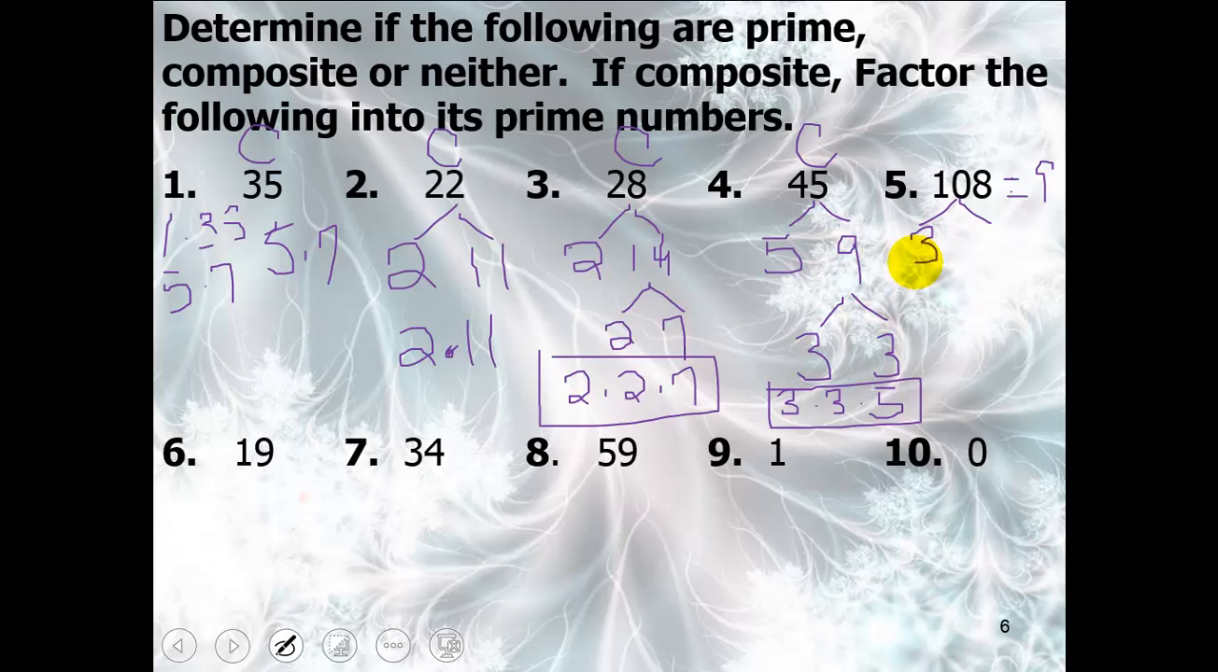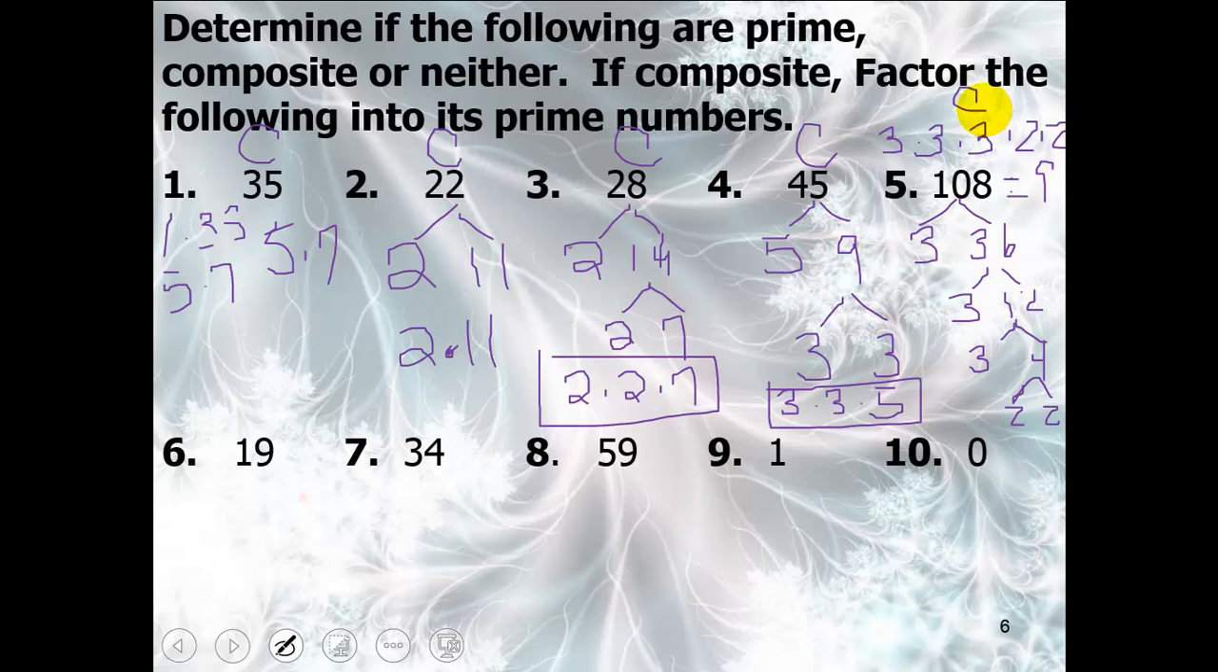If I divide that by 3, 108 divided by 3 is 36. 36 is divisible by 3, and I get 12. And 12 is divisible by 3, and I get 4. And 4 is not divisible by 3, so I get 2 and 2. So I'm going to have to sneak this up here and write it up here on the top. It is 3 times 3 times 3 times 2 times 2, and it's composite.